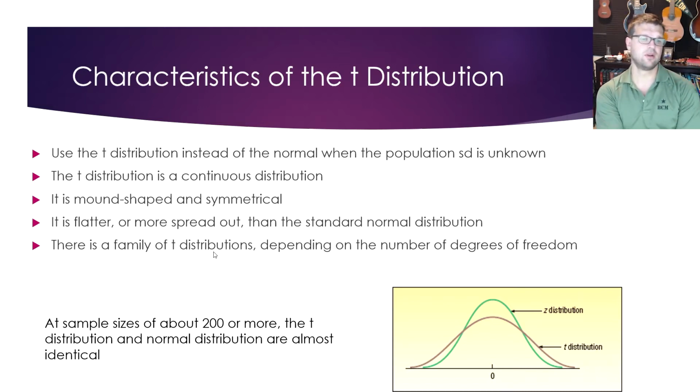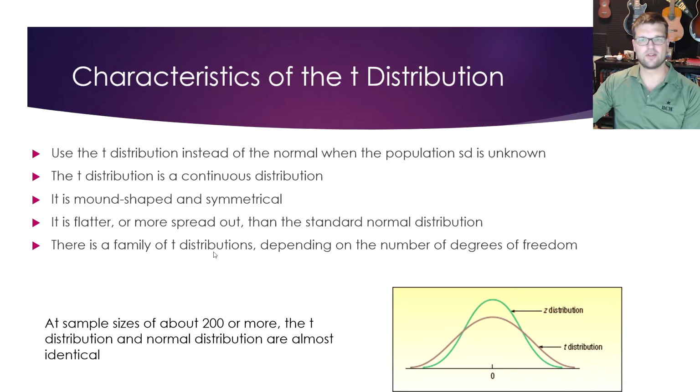But the t-distribution specifically is a little bit more conservative. I'm not going to say less precise, I'm going to say more conservative. The reason is that we don't know the population standard deviation, and because we don't know it, by default it's going to be more conservative, so that we can have a better estimation of what we're doing. It is mound-shaped and symmetrical, very similar to the z, but a bit flatter and more spread out than the standard normal distribution.